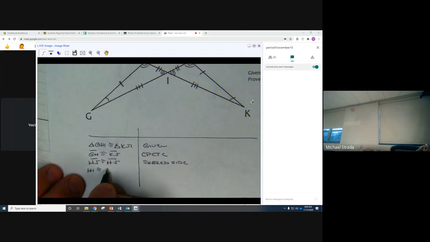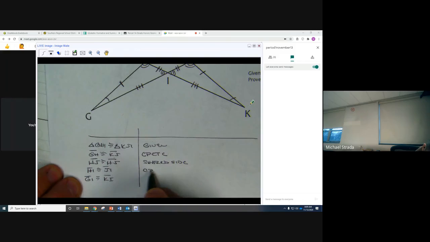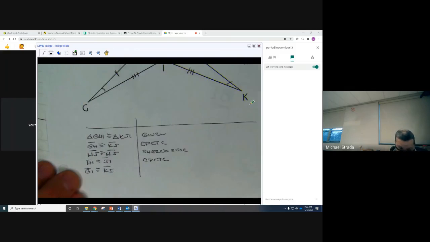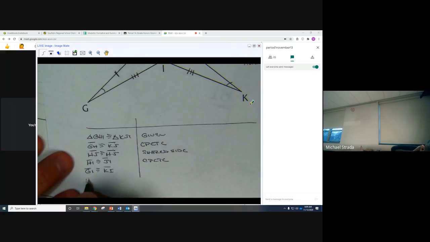HI was congruent to JI, and GI was congruent to KI. Those two also came from CPCTC. So make sure when you do this that you include everything you deduce, and then we put those together. So as a result, HK was congruent to GJ.